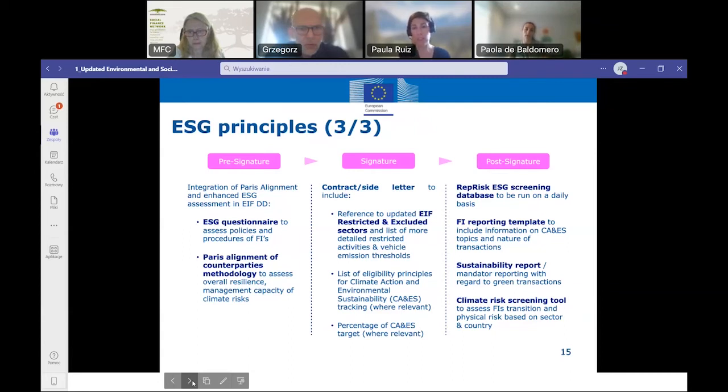Then the outcome of this ESG questionnaire is summarized in an internal ESG score that enables us, the EIF, to make a decision on whether the operation progresses in the pipeline or not. Then at the level of the Paris alignment of counterparties, we want to support our intermediaries on their pathways to align with the Paris Agreement. This is a more stringent approach, so it only focuses on the intermediaries that are bigger in terms of size and resources, but also in terms of the impact in the portfolio with regards to CO2 emissions.